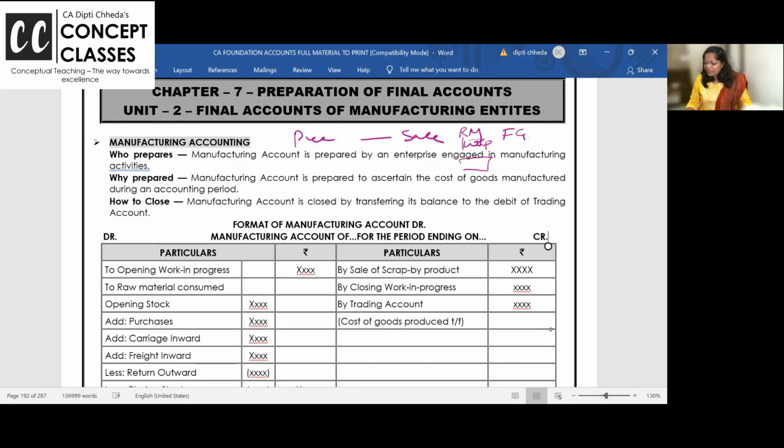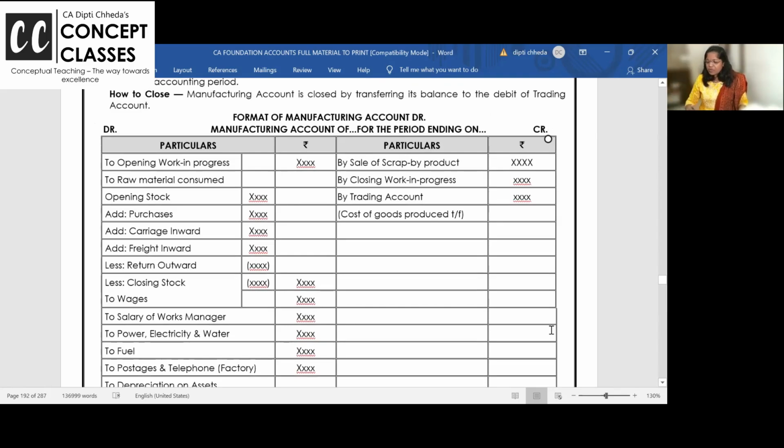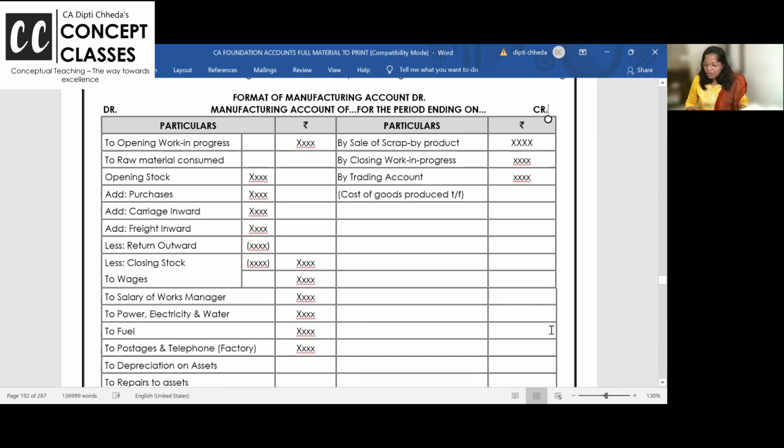So who prepares the manufacturing account? Those who do manufacturing activity. Why do they prepare it? To ascertain the cost. And after the manufacturing account, the finished goods you get are transferred to the trading account. Look how it is prepared. Always in your manufacturing account some work is in progress. Whatever crude oil is in between will be opening next year. Then next year again, 5000 liters of crude oil is in between. Again it will be closing, opening. So opening work in progress and closing work in progress.